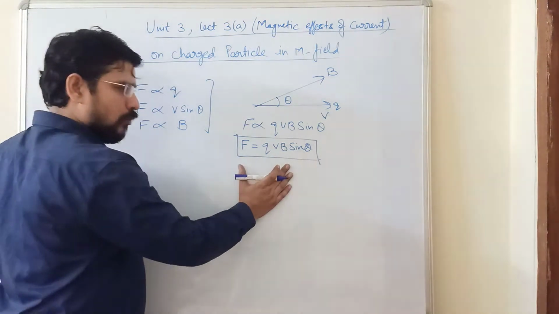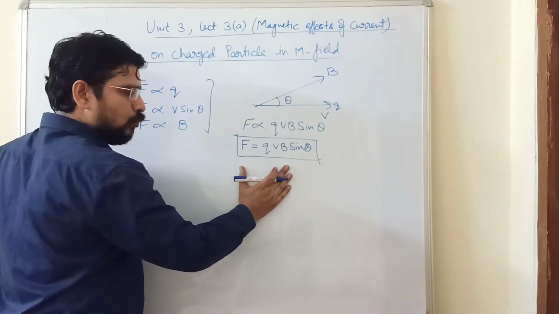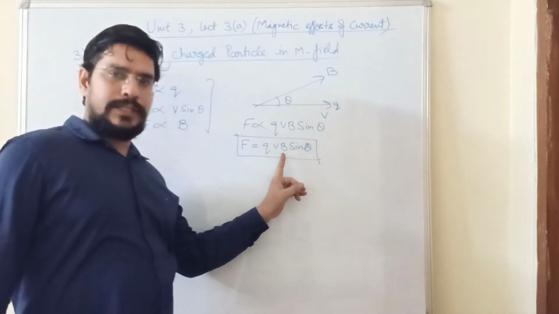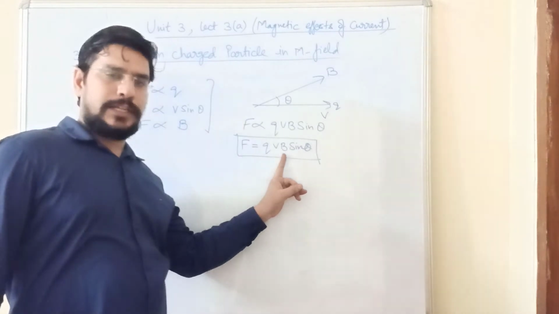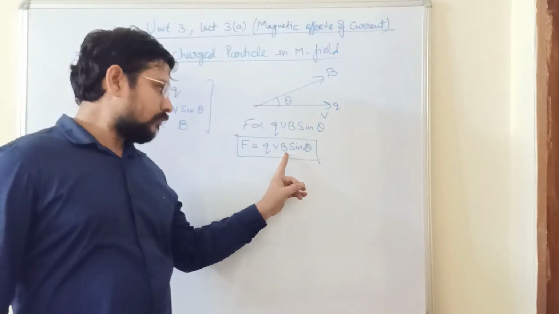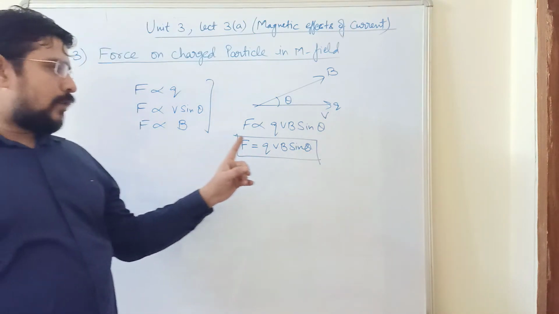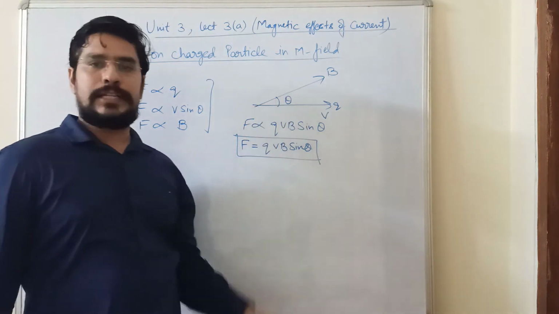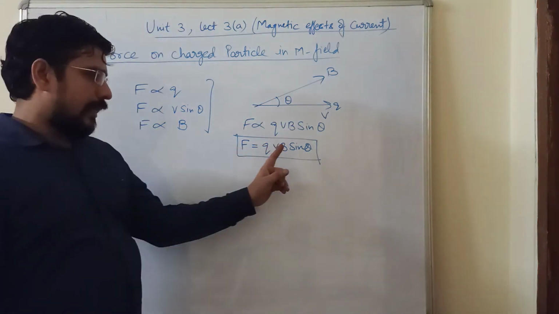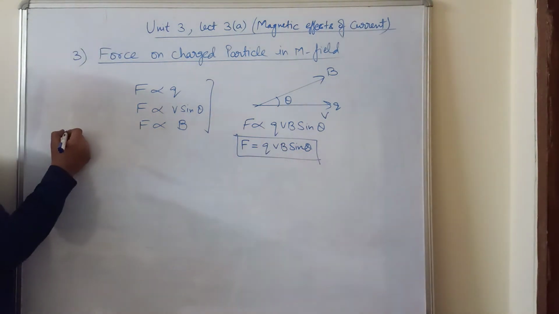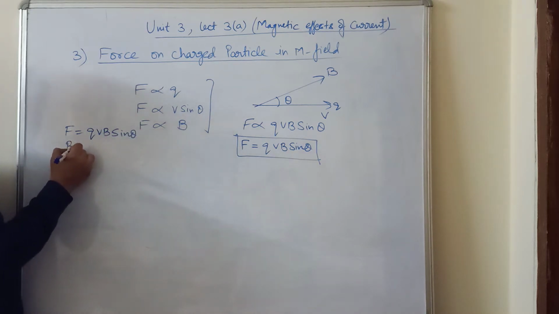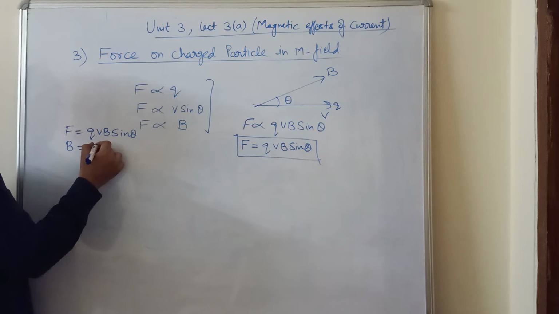From this equation we can analyze two things. First, we can analyze the definition of magnetic field, which is a new quantity in our discussion, because in the first unit we were discussing electric field only. This is magnetic field now. Second, this equation can provide you the direction of force which is experienced by the charged particle. First, let us focus on the definition of B from this equation. So if F is equal to QVB sine theta, you can always write B is equal to F divided by QV sine theta.